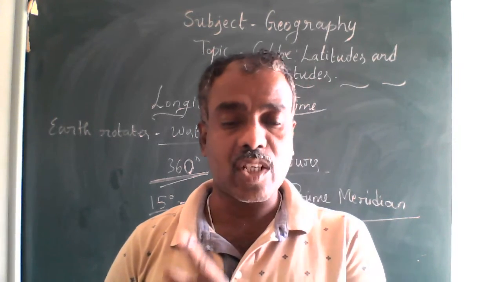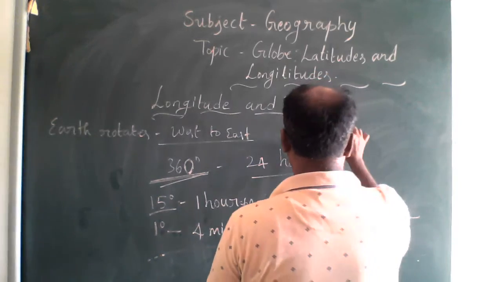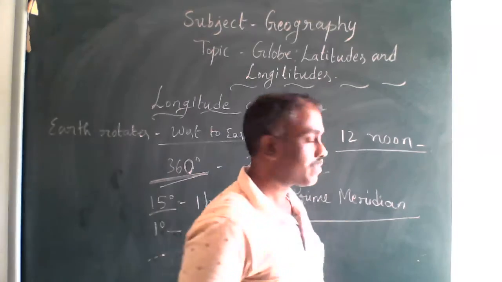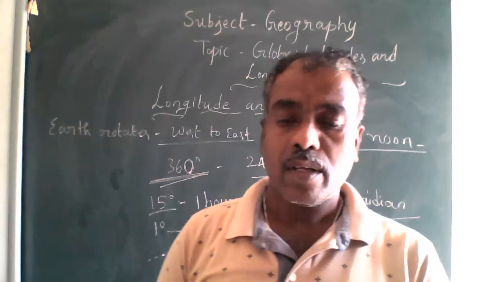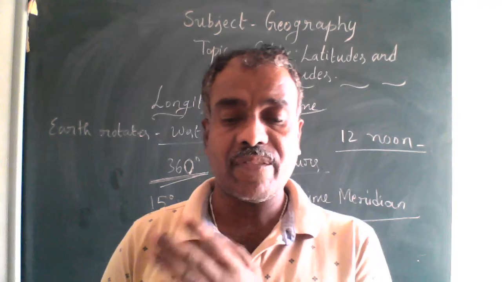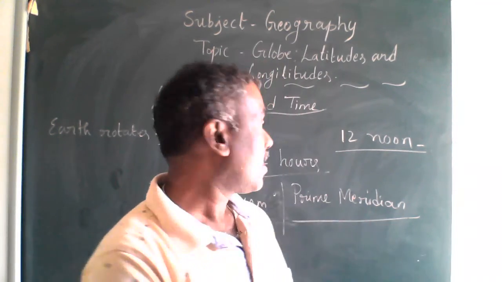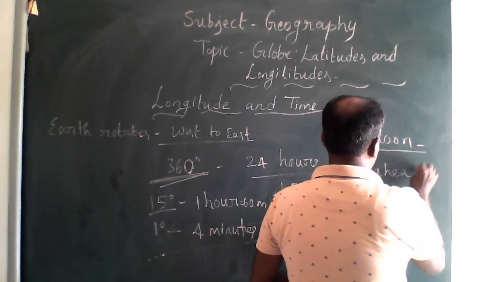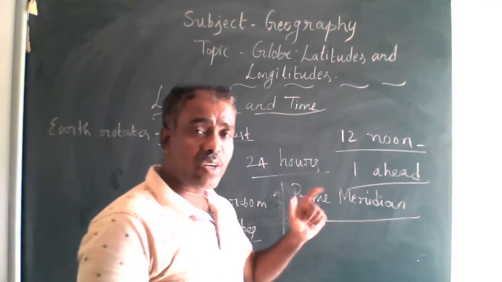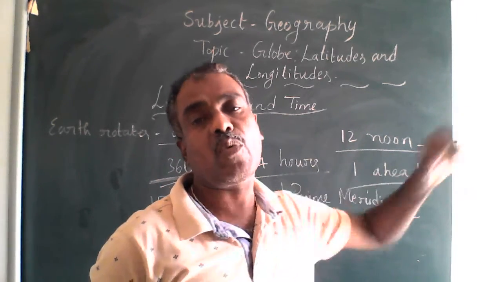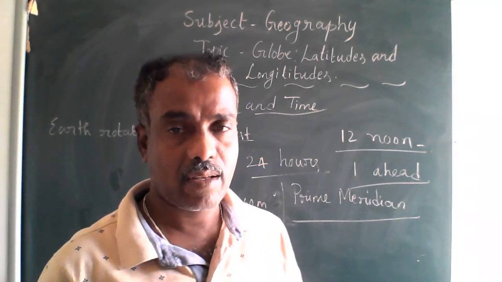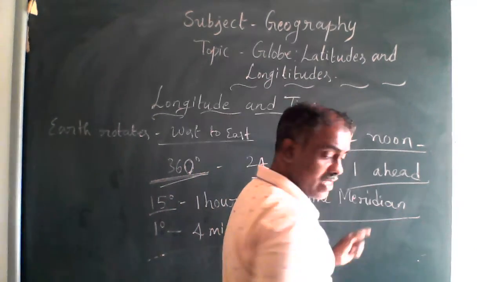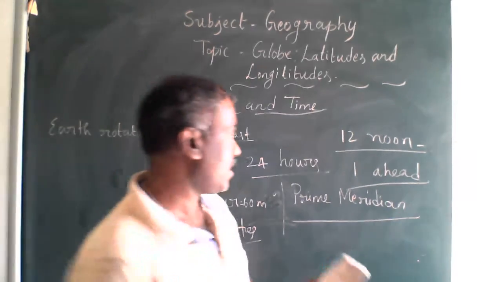So when it is 12 noon in Greenwich, the time to the east will be like this: as we go 15 degrees east, the time is 1 hour ahead. If we are going to count like that, up to 180 degrees whether east or west, then when we go west, again the same, 1 hour behind.